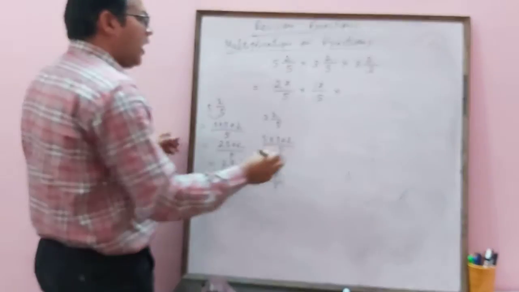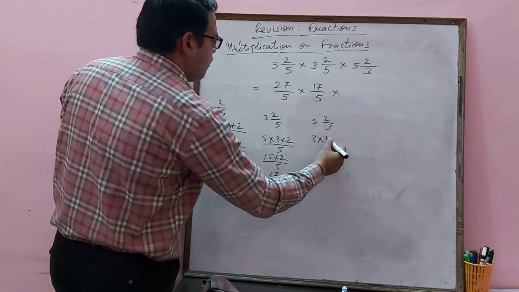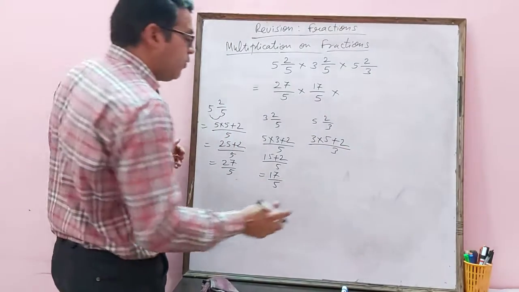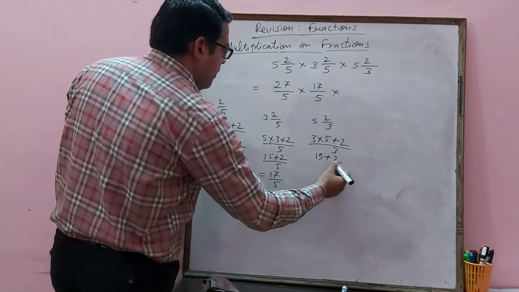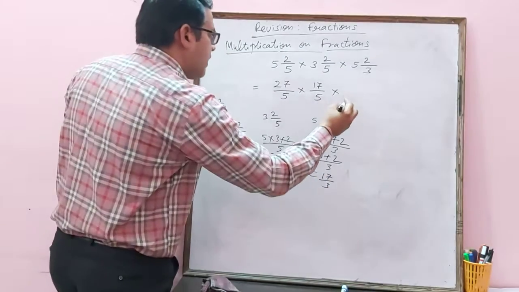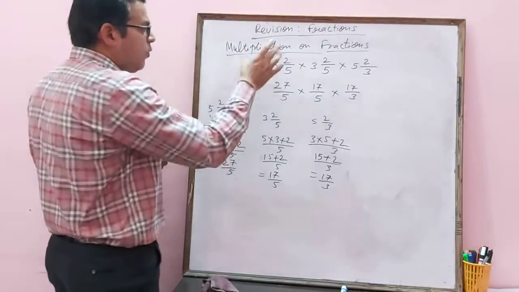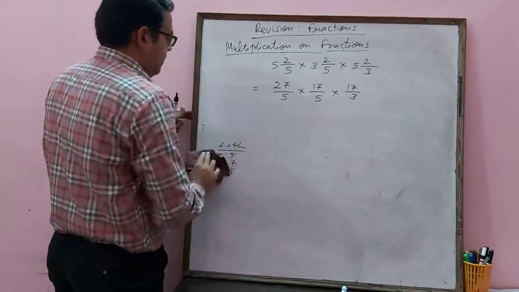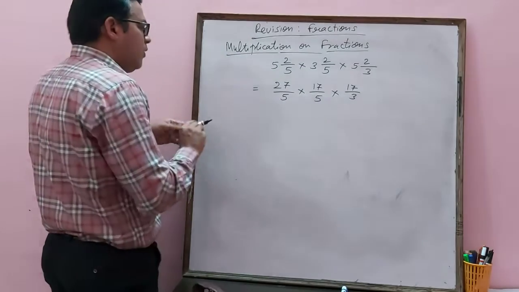And the third one is 5 whole 2 by 3. So 3 into 5 plus 2 by 3. So many times I explained you, hope you understand. So 5 3s are 15 plus 2 by 3, 17 by 3. So what we can write here is 17 by 3, after converting each mixed fraction into improper. Right? Hope you understand.